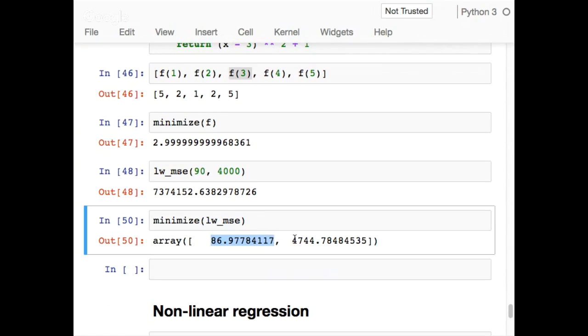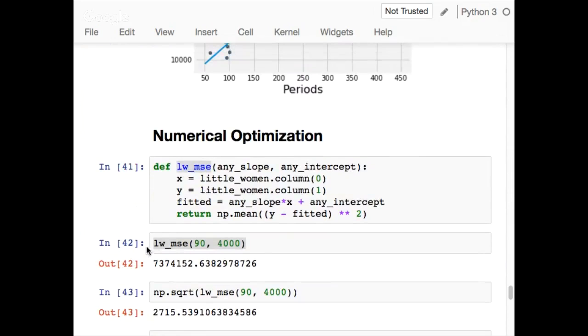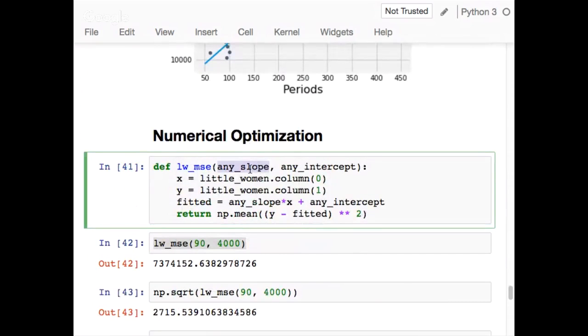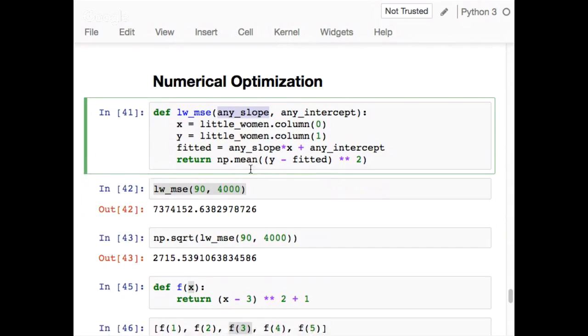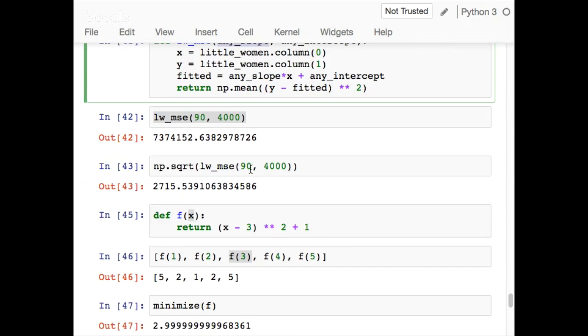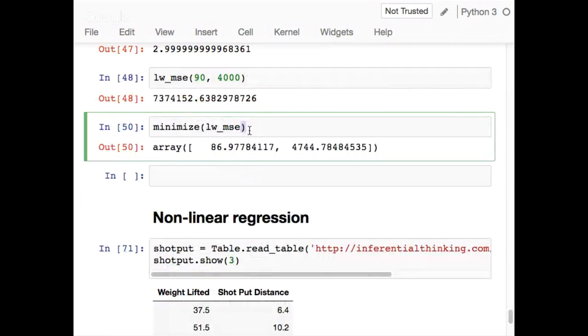Look at these two numbers. Let me look at the MSE function again. This is a slope and this is an intercept, and all this function does is take the slope I give it and the intercept I give it, and say, if I had a line with this slope and this intercept, how much error would I get when I try to fit the line? Indeed, if I try out different slopes and different intercepts, I'll get different errors, as I mentioned before. And I told Python, find the best slope and the best intercept that give me the least error.